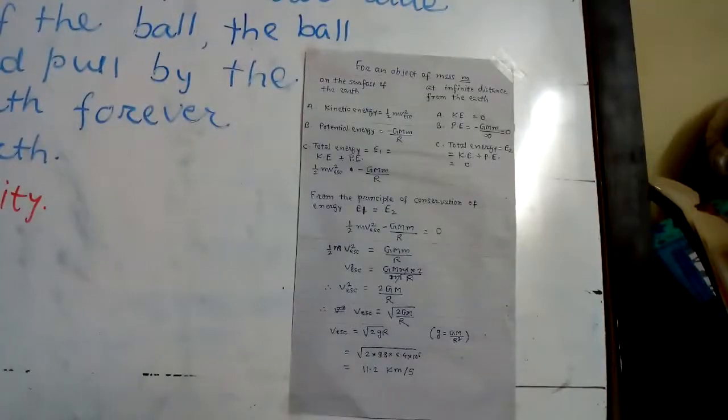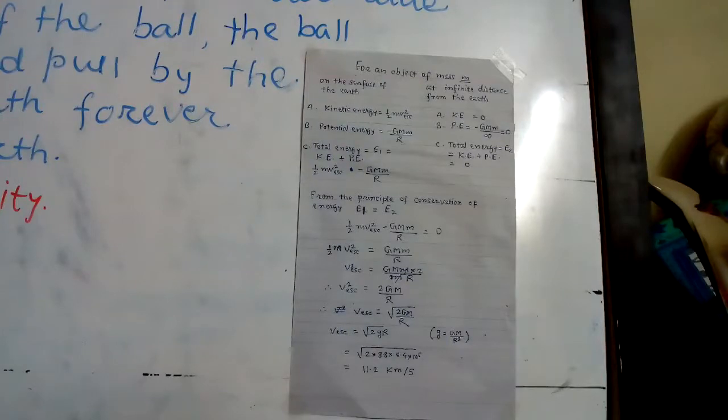So the higher the initial velocity u, the larger is the height reached by the ball, and this velocity which escapes the ball from the gravitational pull is called the escape velocity. We can determine its value by using the law of conservation of energy. In this way, for an object of mass m, we consider the surface of the Earth and an infinite distance from the Earth.